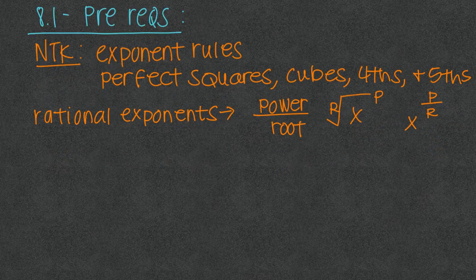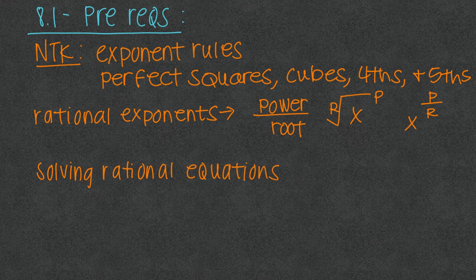Okay, the next thing we talked about, really the last thing we talked about in 8.1 was solving rational equations. Power over root, yep. So these were equations that were like, I don't know, 4x plus 3 to the 2/3 power equals 7. Something like that. That's an example. I just made that up out of thin air, okay?